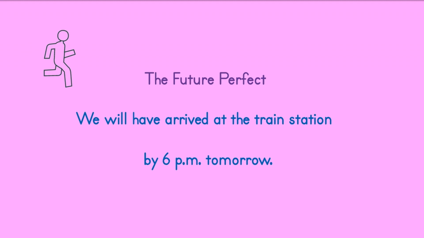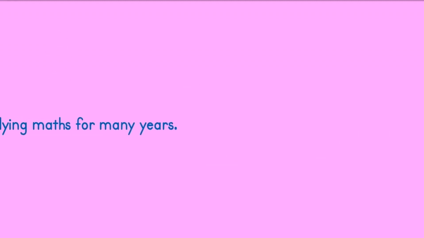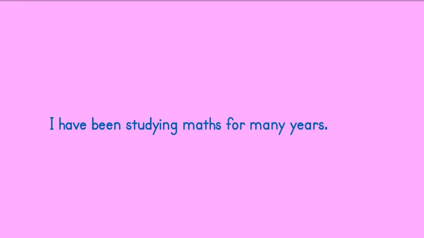Thus, "We will have arrived at the train station by 6 p.m. tomorrow," is a complete sentence as the speaker places the action in the future with the verb, "will have arrived," and ends the action with the adverb of time, "by 6 p.m. tomorrow."